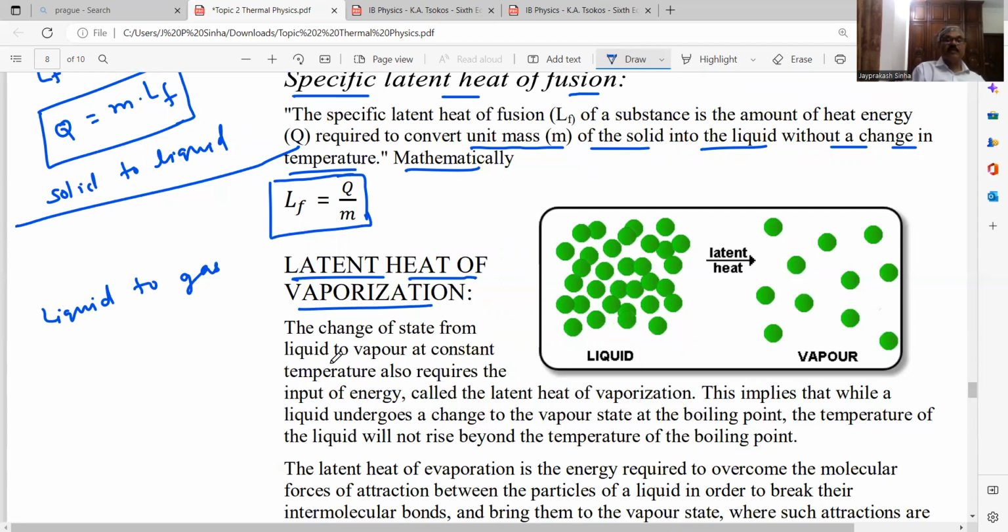So the change of state from liquid to vapor or gas at constant temperature also requires the input of energy called the latent heat of vaporization. This implies that while a liquid undergoes a change to the vapor state, this change from liquid to vapor occurs at the boiling point, while solid to liquid occurs at the melting point.